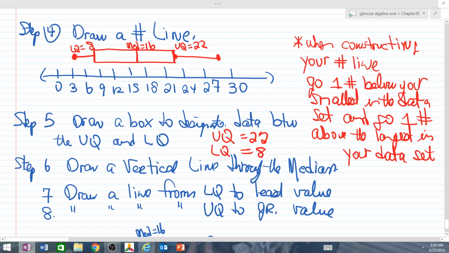We get the whiskers by drawing a line from the lower quartile, which was 8, to the smallest number in our data set, which is 3. And we get the other whisker by drawing a horizontal line from the upper quartile to the largest number in our data set, which was 28. And there is your box and whisker plot.